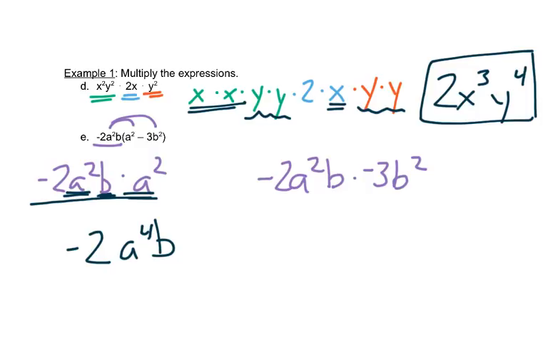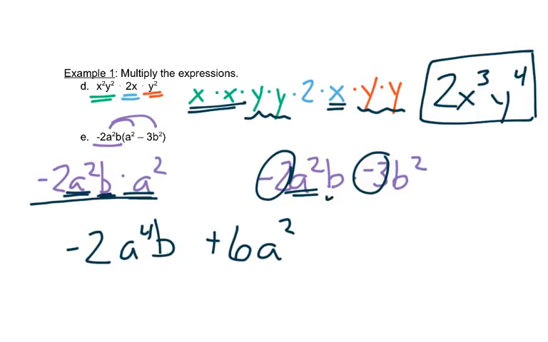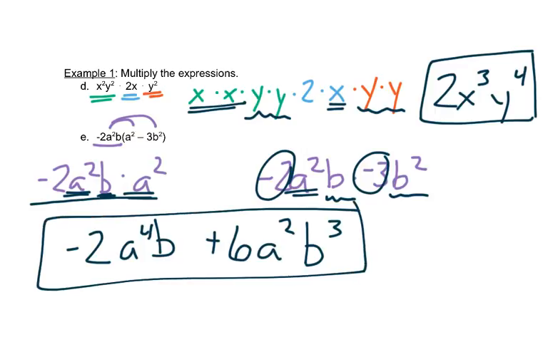Over here we'd have a negative 2 and a negative 3 is a positive 6, so I'd have plus 6. I only have 2 a's, so I just keep the 2 a's. But here's 1 b, and then here's 2 more b's, so that makes 3 b's. Now remember, I can't put these two together because the exponents on the letters don't match. They're not like terms.